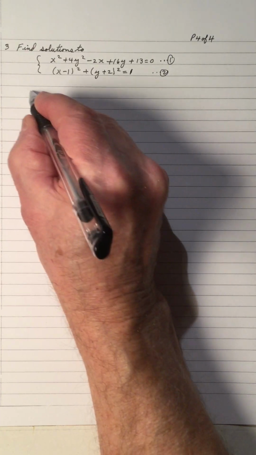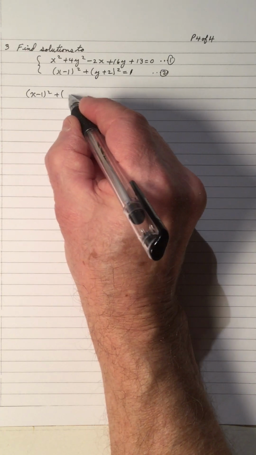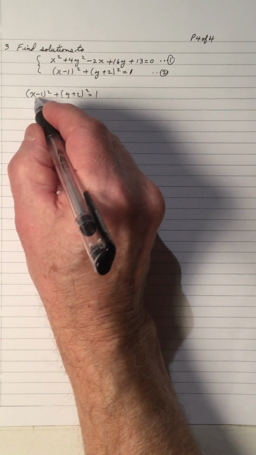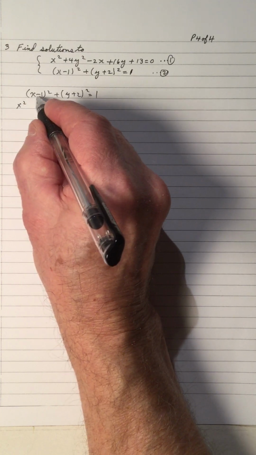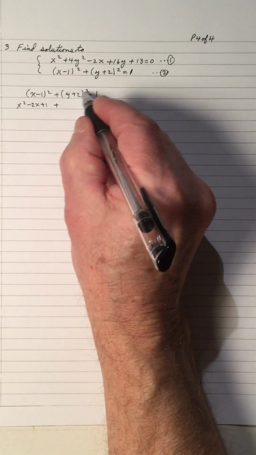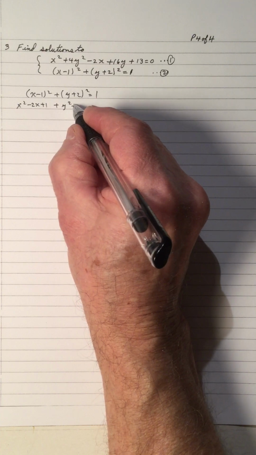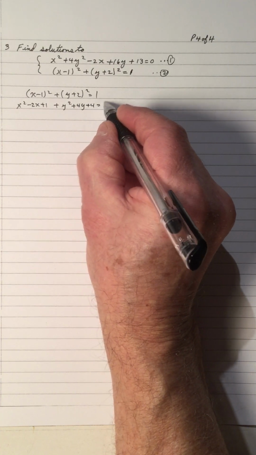So let's take equation 2 and simplify it. So we're going to square this binomial here, so there's an x squared, double minus 2x, plus 1. Square this one, we square the y. Product is 2y, doubled is 4y, and 2 squared is 4.